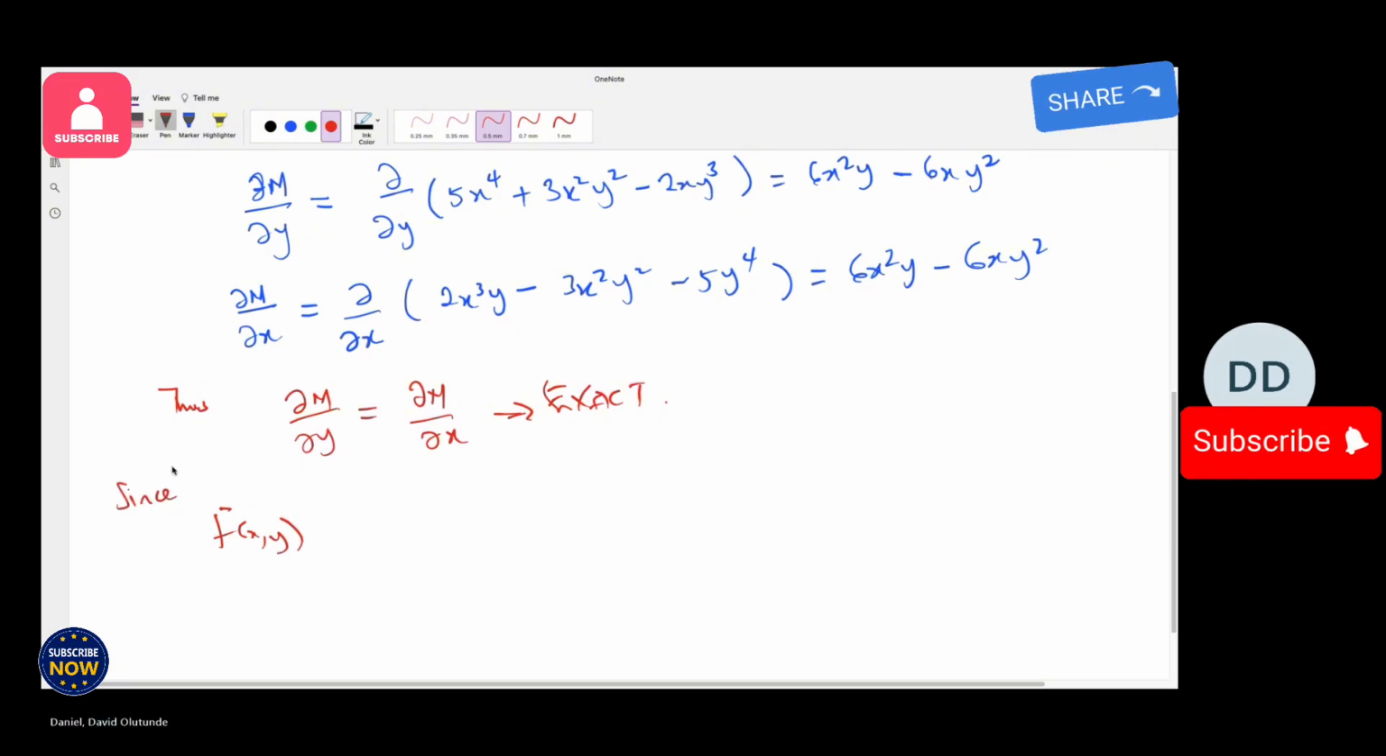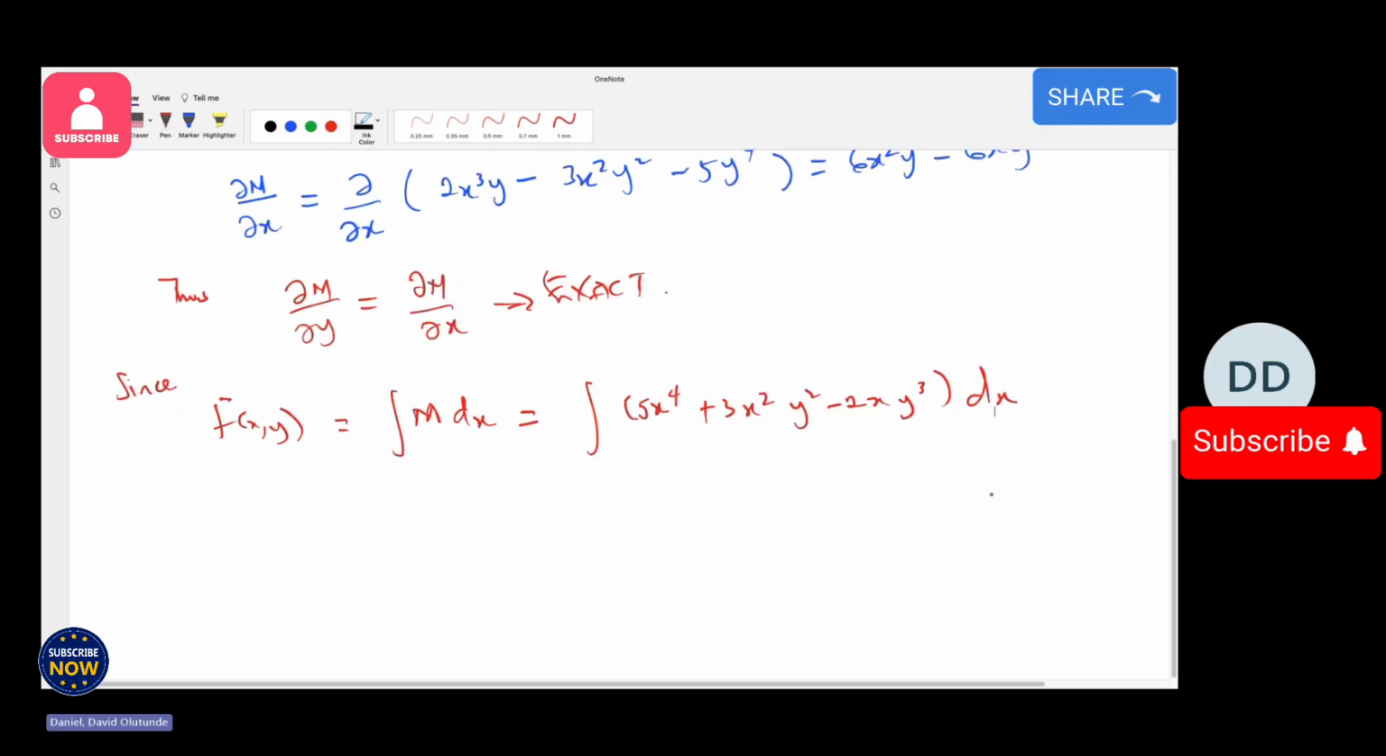You can say M if you want. We can say this one is equal to the integral of what? So now, we need to integrate with respect to x. When you integrate with respect to x, what do you have?